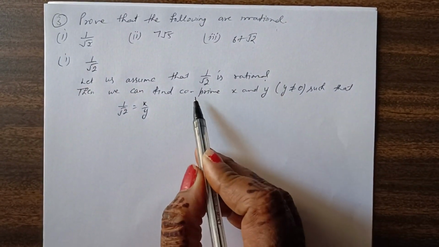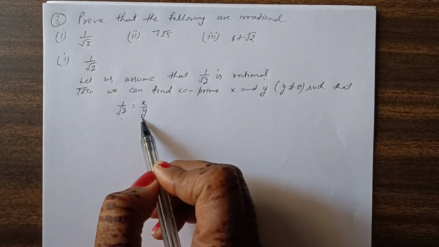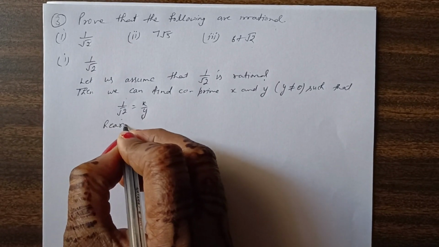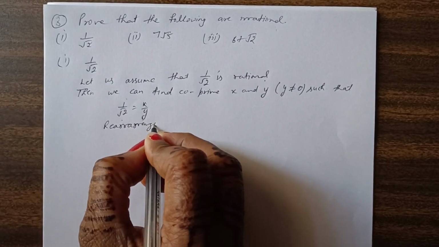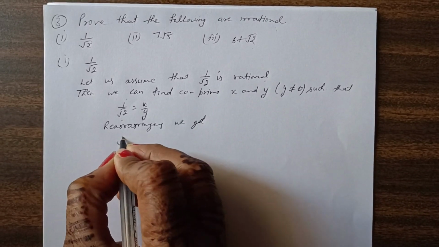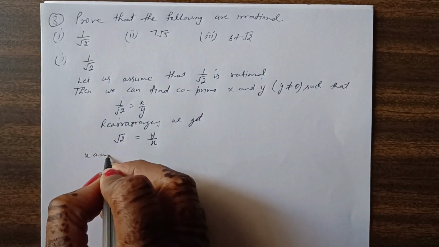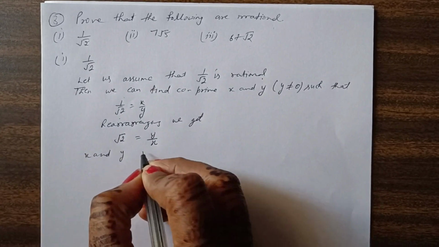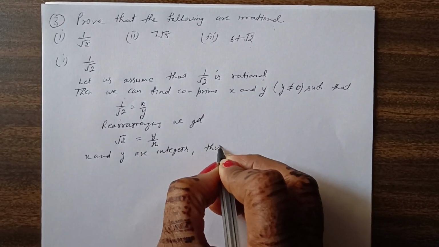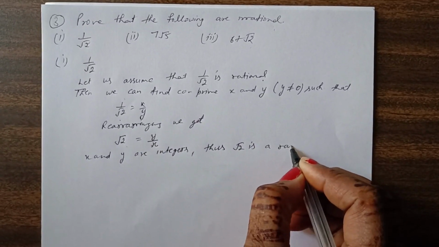In rational numbers, we have co-prime numbers x and y, y does not equal to 0. So we write 1 upon root 2 is equal to x upon y. When we rearrange this, we get root 2 is equal to y upon x. x and y are integers. Thus, root 2 is a rational number.